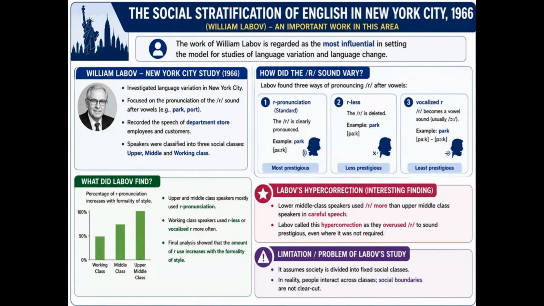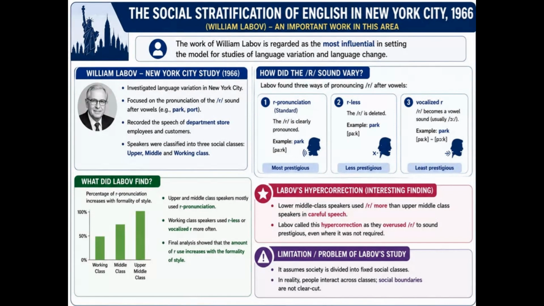Labov focused on the pronunciation of the R sound, as at that time New York English showed two patterns. Some speakers pronounced R clearly, such as in fourth. Others either pronounced it weakly or did not pronounce it at all, saying something like fawth. So, Labov found a clear relationship between pronunciation and social class.